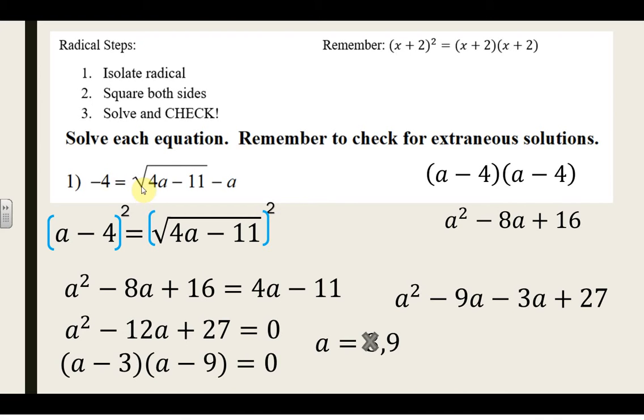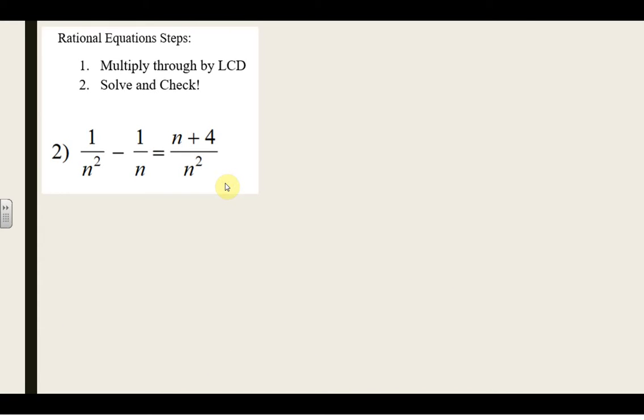Nope, because 4 times 3 is 12, 12 minus 1 is 11, the square root of 1 is 1, and 1 minus 3 is negative 2, not negative 4. So that one fails. So make sure you check.